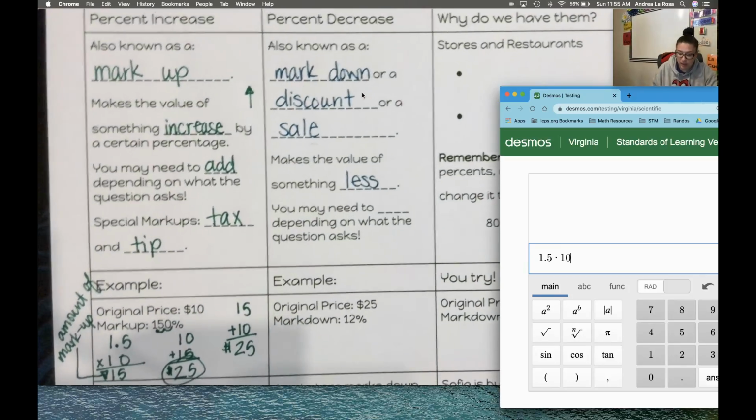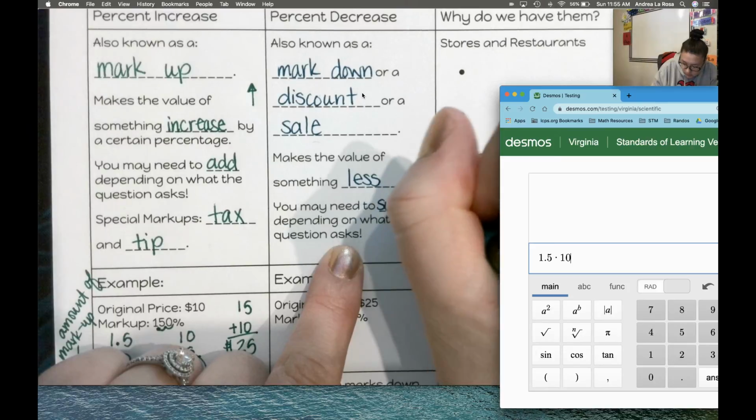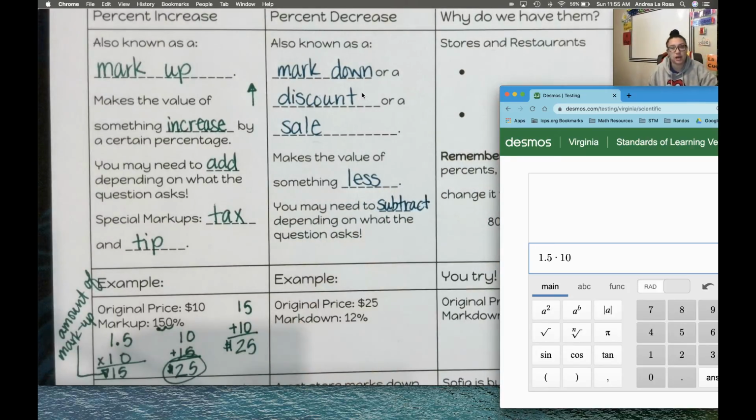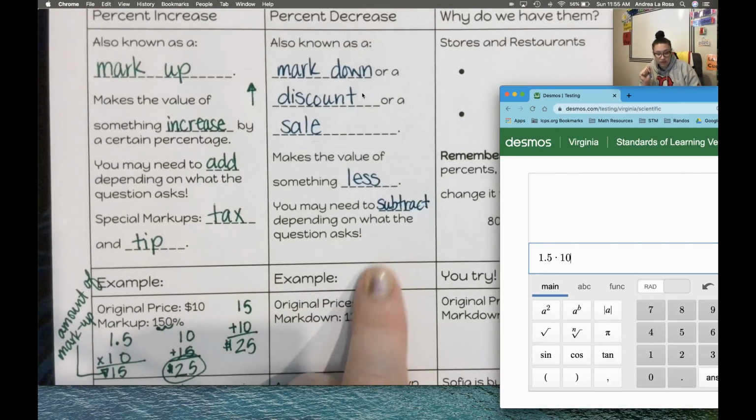And again, you may need to subtract here, depending on what the question asks. Just like before, with the markup, we might need to add to get the total price. But with a markdown, with a decrease, we might have to subtract to get the total price.